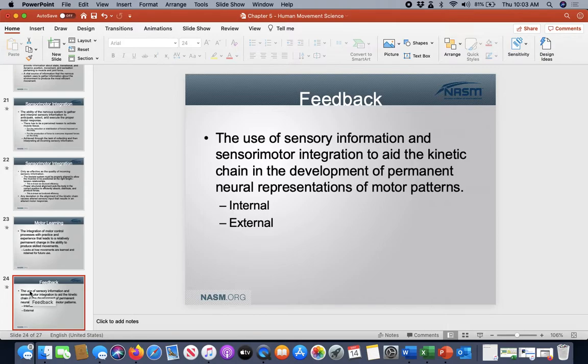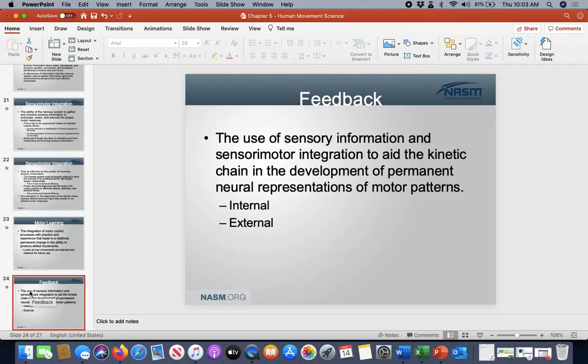We need to understand that with proper feedback, you're going to get proper movement that comes from it. Okay, and that's very, very important to understand, but it's not as easily said as it is done. Things are always easier said than done, and because of that, this takes time and understanding of the body to be able to then create a better effect. That's why feedback is always, always important. All right. So again, use of sensory information and sensory integration will help with motor patterns and a better representation of, again, permanent neural representation.